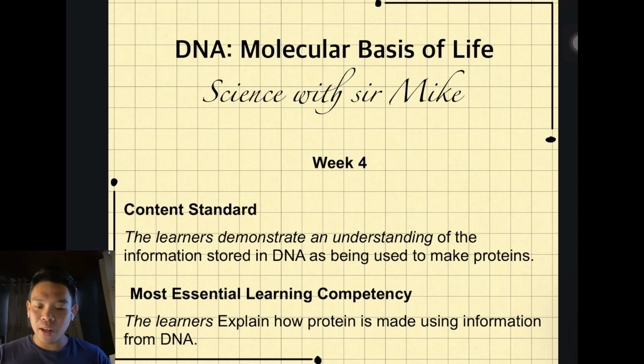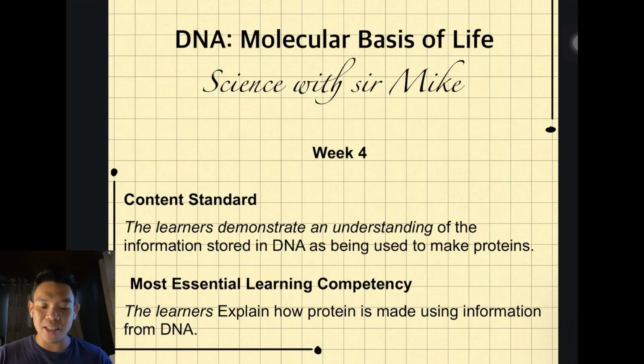The content standard for Science 10, week 4, third quarter is that learners demonstrate an understanding of the information stored in the DNA which is being used to make proteins. And the most essential learning competency is that learners explain how protein is made using information from DNA.